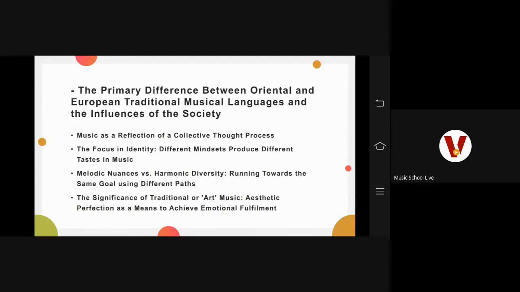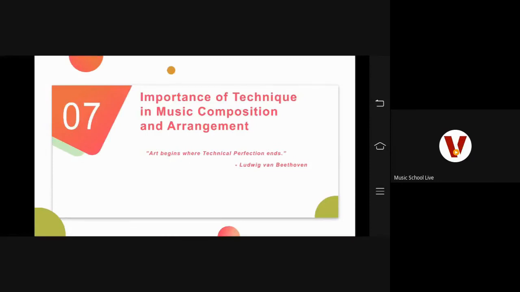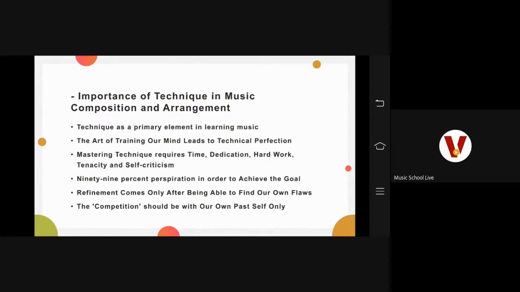Now let's get back to the next topic: the importance of technique in music composition and arrangement. We have all read Beethoven's quote, art begins where technical perfection ends. This is a quote by Beethoven, and it is very significant.